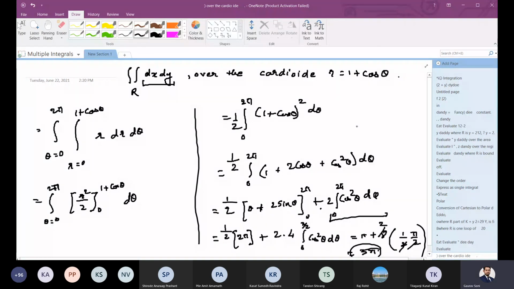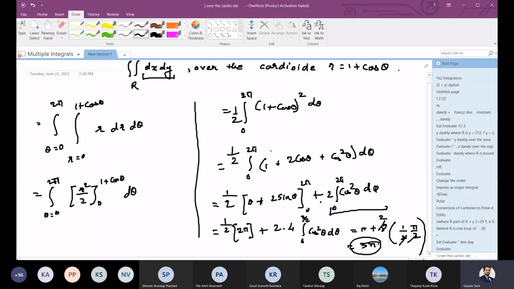So this is how the Cartesian double integrals are converted to the polar form, and those are solved. That's all for today's lecture.